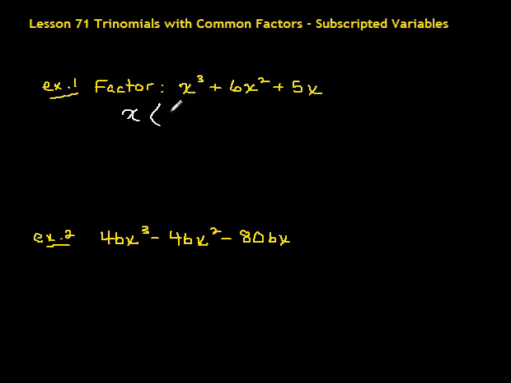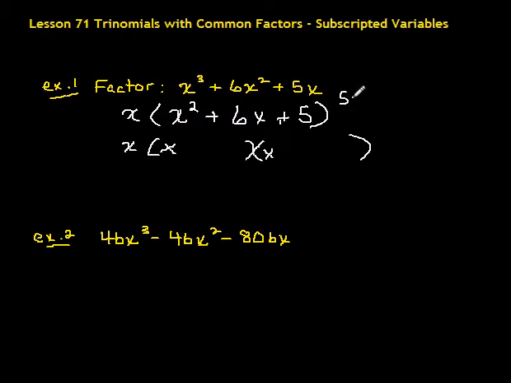So if we take an x from x cubed, we get x squared. Take an x out of 6x to the second, we get 6x. Take an x out of the last term and we get 5. Now we're ready to do trinomial factoring. So we do our two sets of parentheses, and we say what times what gives me x squared, so that'd be x times x. What times what gives me 5, and when I add them, look at the last sign, when I add them I get 6.